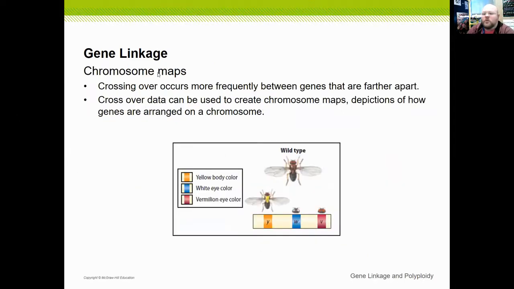We also have what's called chromosome maps. Crossing over occurs more frequently between genes that are farther apart. Crossover data can be used to create chromosome maps, which are depictions of how genes are arranged on a chromosome. Right here we have different body and eye colors amongst flies, and they've labeled them with colors to show some chromosome maps here, which are the directions of how those genes might be arranged.